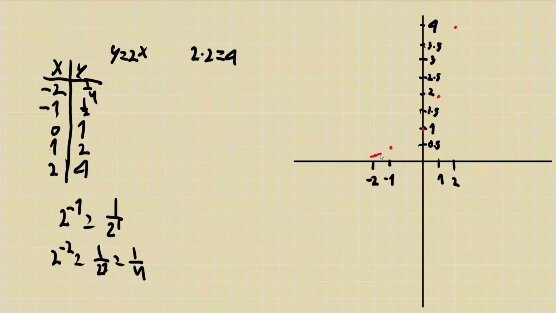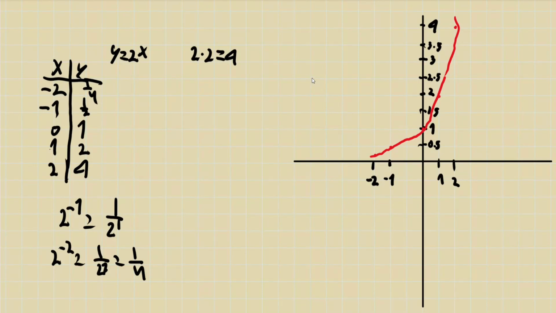Now, let me just fill this line in. So you can see we have a curve right here. And then if we continue, it would look like this, right? As you can see, it looks like it's going to approach the x-axis, but it actually never touches it. This is what we call an asymptote. An asymptote is just when a line gets super close to an axis but never intersects it.